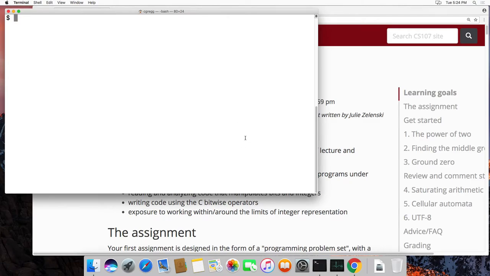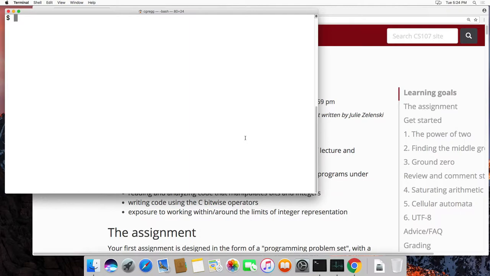Hi there, this is Chris, and I'm going to do a walkthrough of assignment 1, which is the first assignment that's going to involve a bit of coding and reading code, and our first real assignment in 107. So let's just get straight into it.